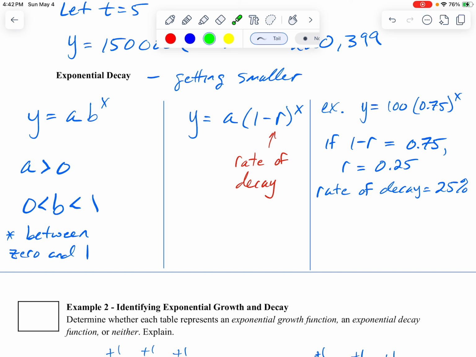But if I multiply by something like 0.5, so take, for example, if I have just 8 times 0.5, that's going to give me a smaller number. Specifically, that would give me 4. So if I keep multiplying by a number between 0 and 1, I'm going to keep getting smaller and smaller and smaller. So that's what exponential decay is.